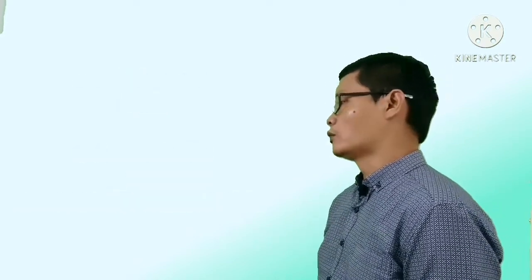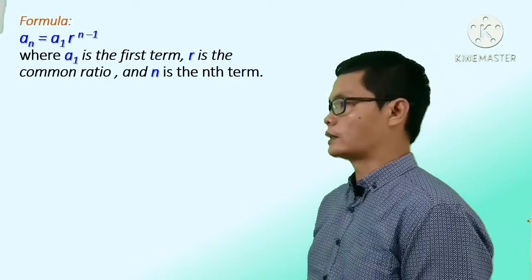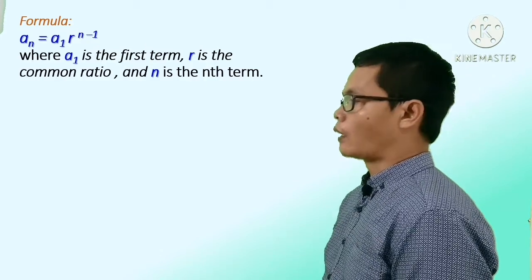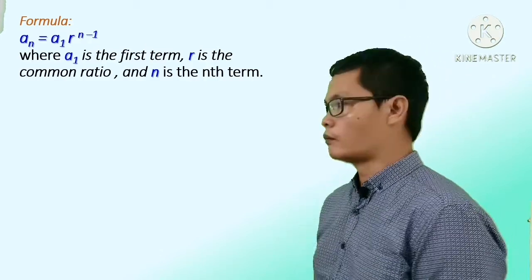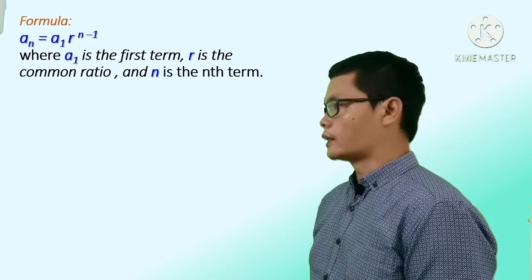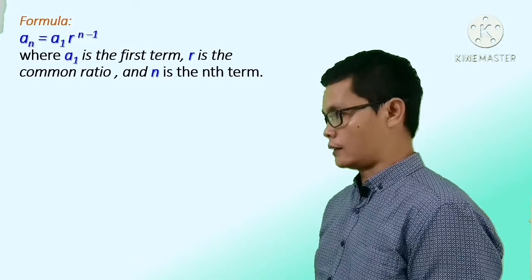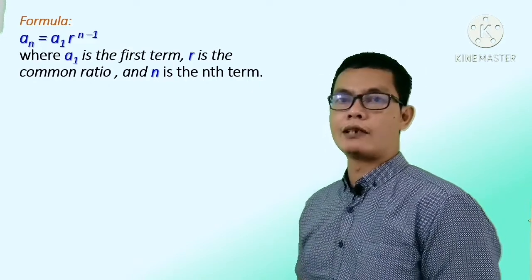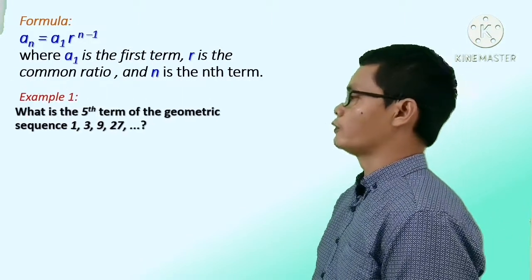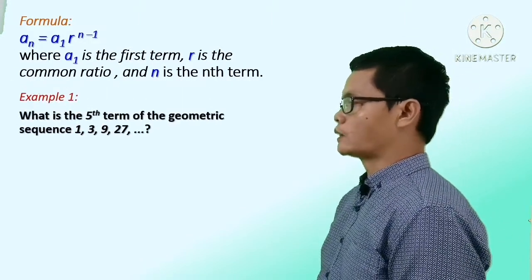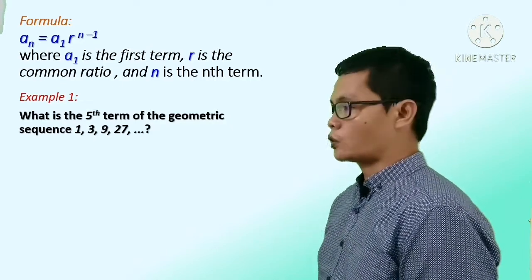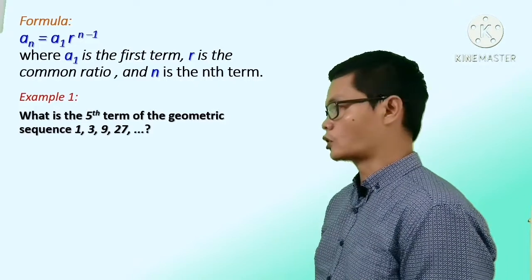So the formula for this lesson, geometric sequence, is a sub n equals a sub 1 times r raised to the power of n minus 1, where a sub 1 is the first term, r is the common ratio, and n is the end term. Let's have example 1 for this lesson. What is the fifth term of the geometric sequence 1, 3, 9, 27, and so on and so forth?